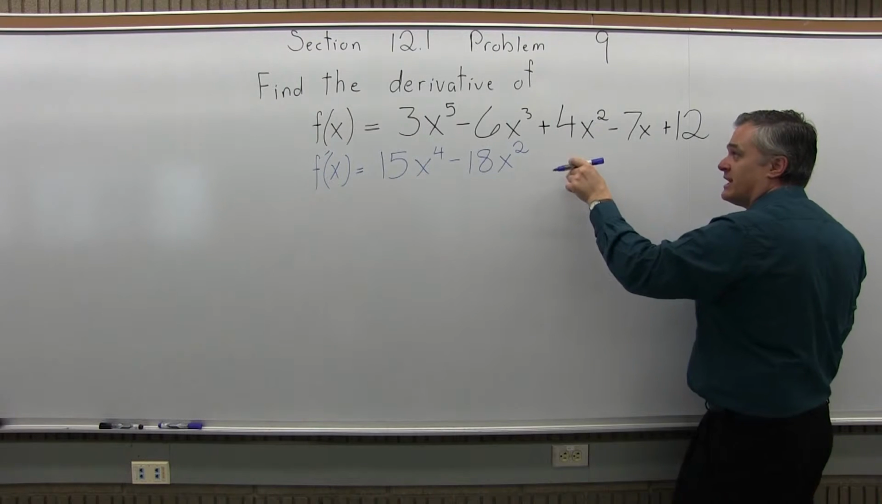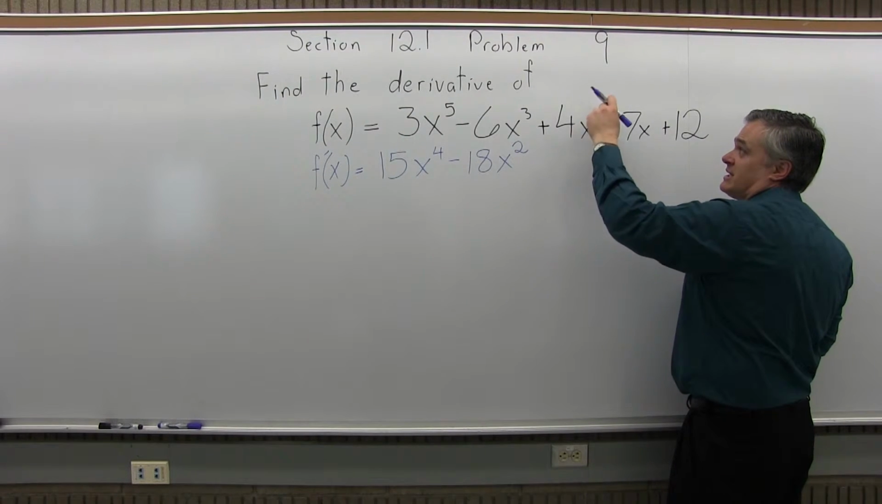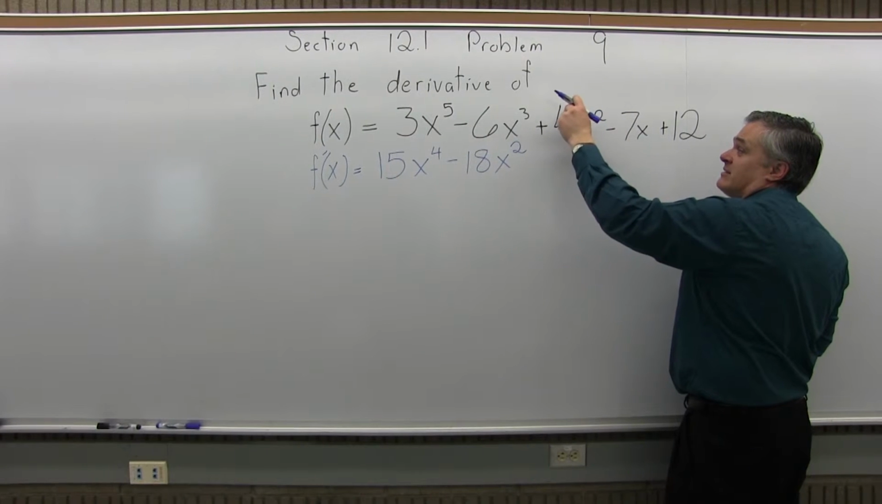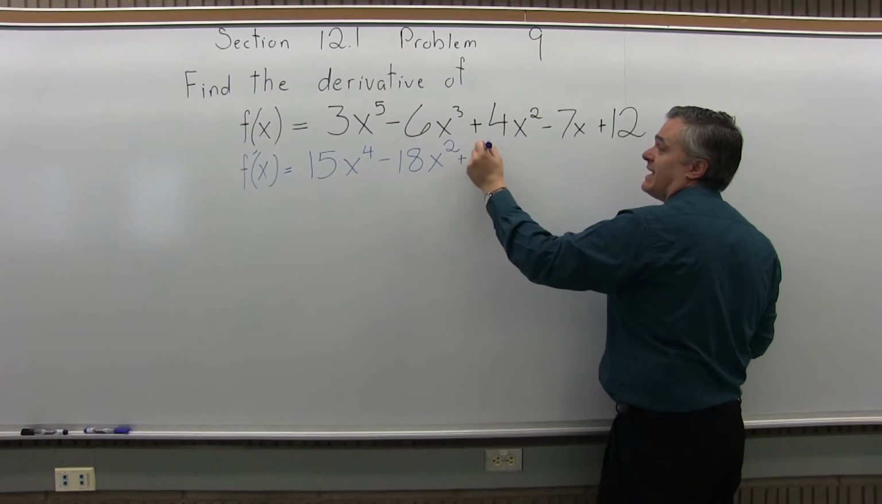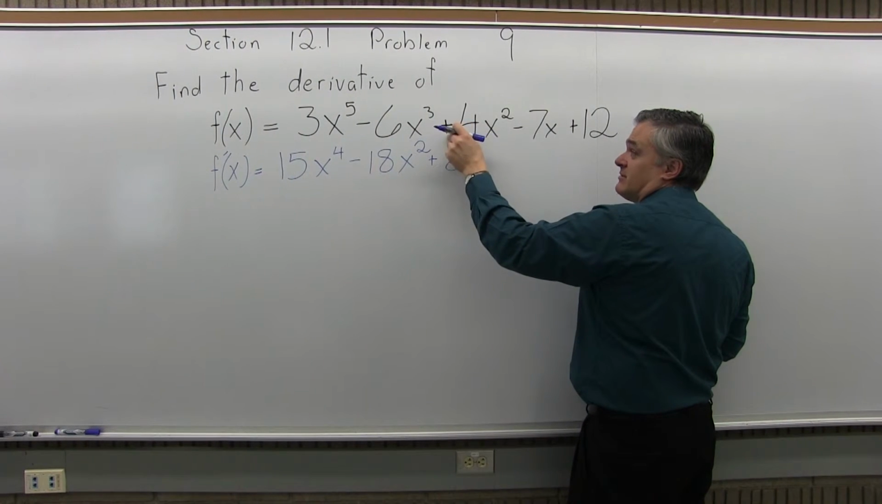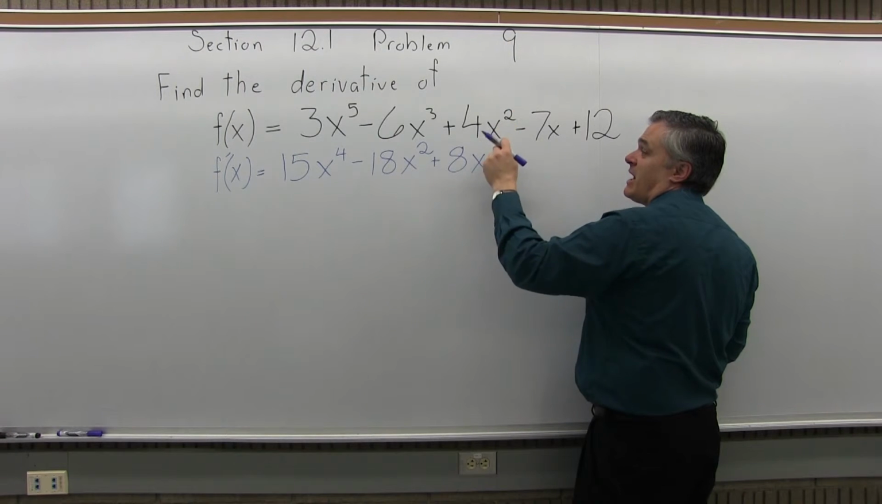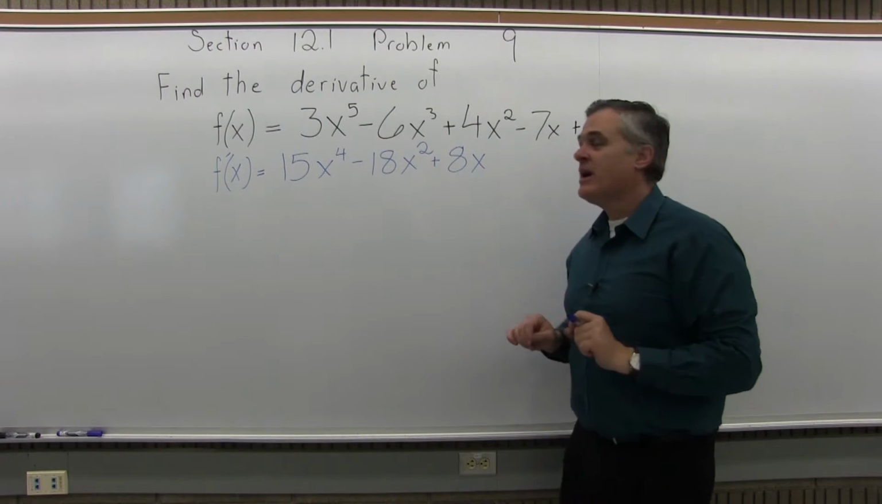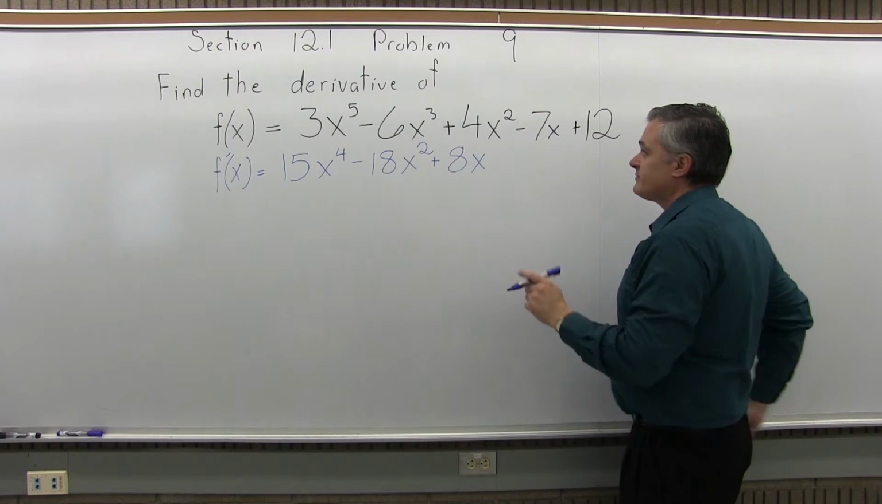Now I move on to the next piece, which is 4x to the second. So same process. The exponent comes down times the number in front. So I'm going to have 2 times 4 is 8. And it is positive, right? You have to pay attention to the sign. So I have 8. X to 1 less power would be first power. I can write the first power, but I can just leave it as 8x also.